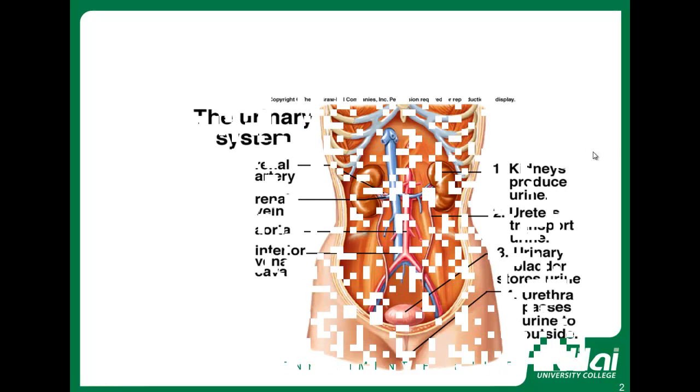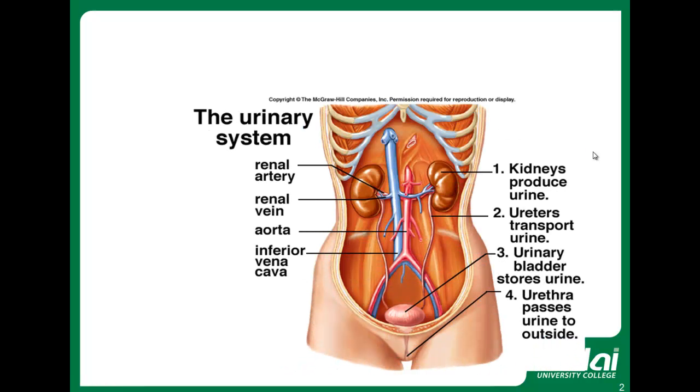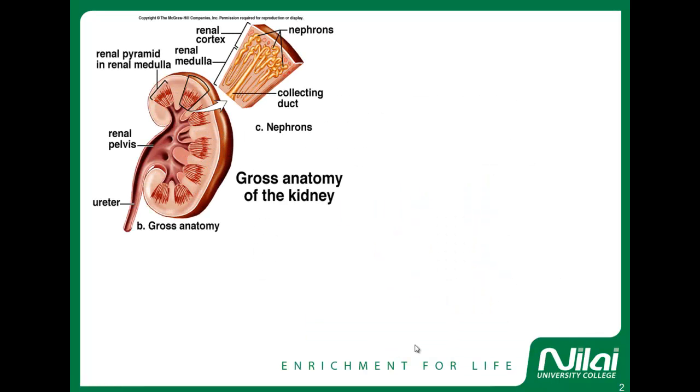Lecture 2. The urinary system. This is the part of component of urinary system: renal artery, renal vein, aorta, inferior vena cava. The kidney produce urine. Okay, then the ureter transports urine. It produce here, then transport to urinary bladder, stores urine. Then urethra passes urine to outside.